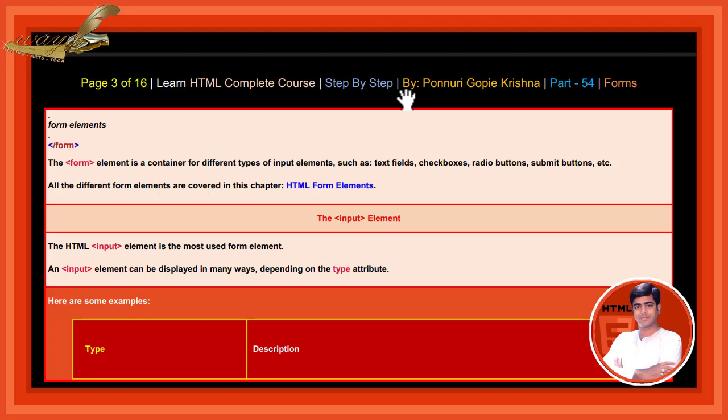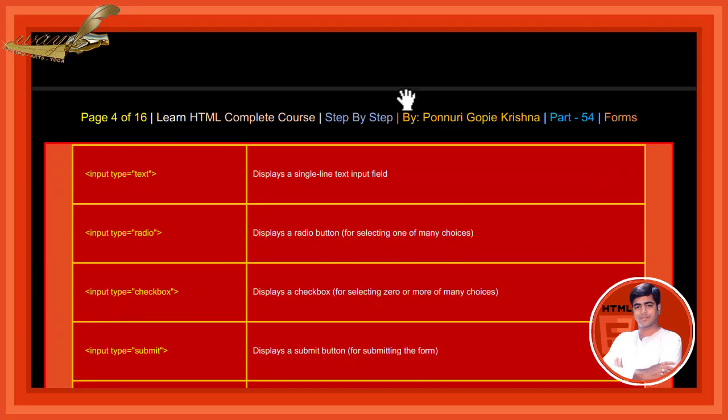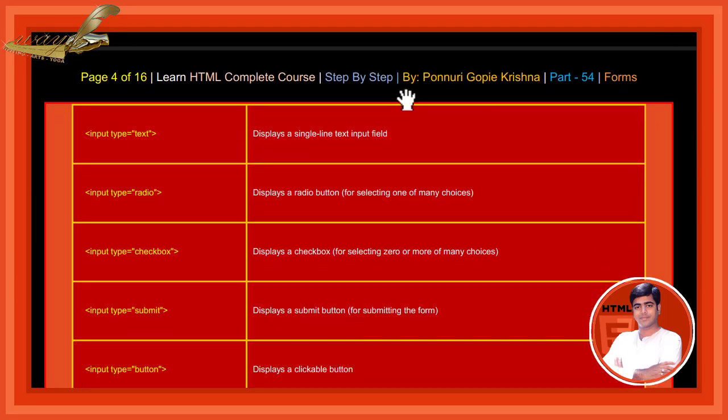HTML form elements: the input element. The HTML input element is the most used form element. An input element can be displayed in many ways, depending on the type attribute. Here are some examples. Input type equals text displays a single line text input field.